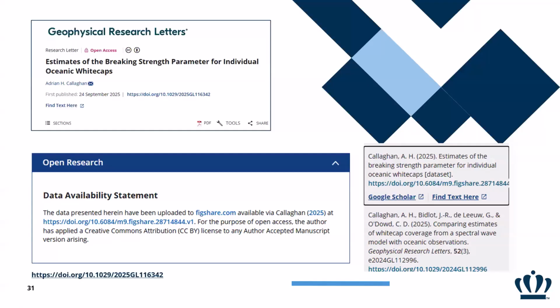So this is just an example paper. It has a data availability statement. It has the actual DOI link to the data, and it also has the data referenced in the references. So that is just one example of what you might see when you're looking at articles.